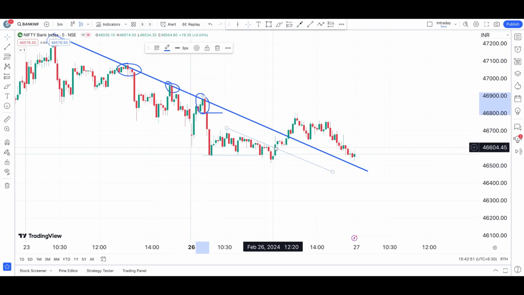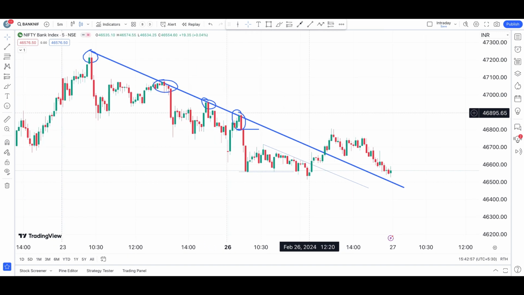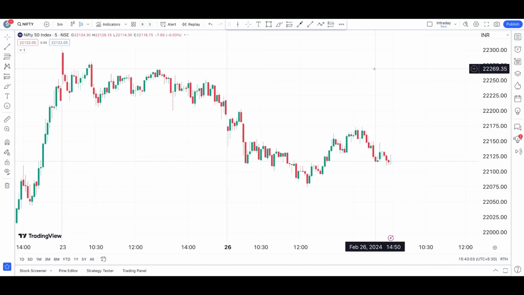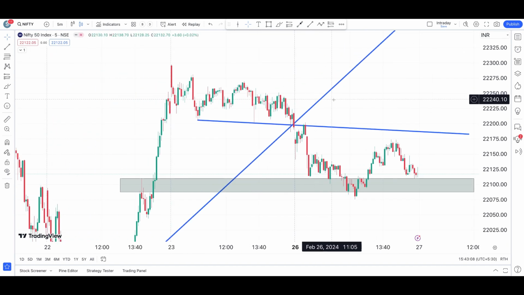Apart from that, nothing much is looking good for entries in the Bank Nifty today. So that's it on the Bank Nifty. Let's now change our chart to the Nifty and see how Nifty's chart is. So here we have the Nifty's chart. In the Nifty, it's a bit different.